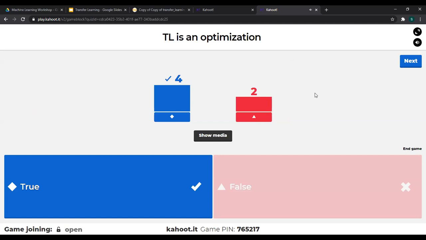Okay, great job. TL is an optimization. If you don't remember what that means, it means TL is used only where it is most effective or is the best possible way of solving that problem. So yeah, it is an optimization.